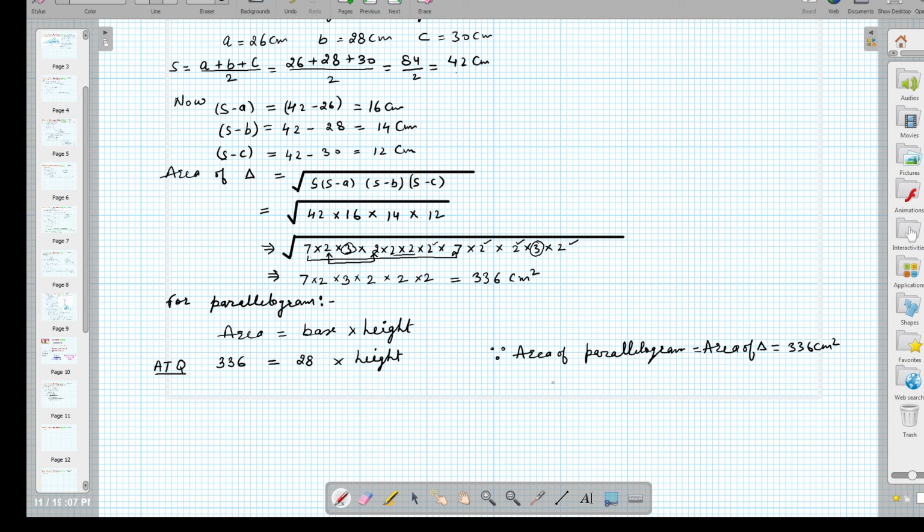Fine. Next, the base is given. The base is 28 centimeters. So both the quantities are given. We have to calculate the height. So the height of the parallelogram will be equal to 336 divided by 28. Right? So after cancelling the common factor, we have 12 centimeters. So this is the height of the parallelogram and this is the answer for this question.